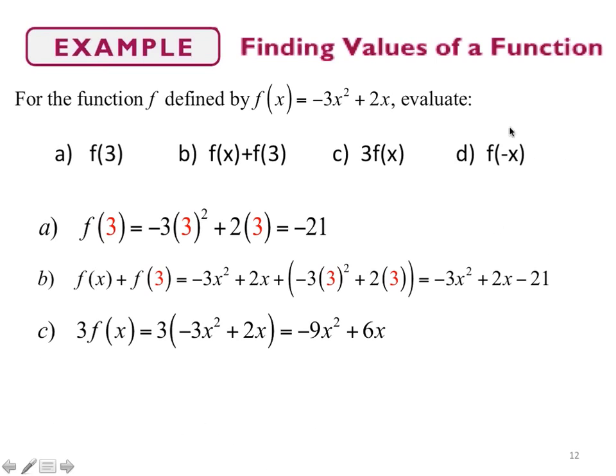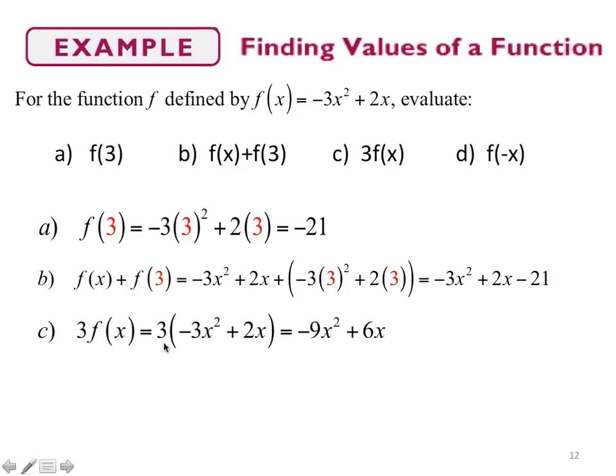Okay, for part C, we want to take 3 times f of x. So since the 3 is outside, all we're doing is taking f of x and multiplying everything by 3. So the 3 is outside of your notation, so you just take 3 times f of x, which is just negative 3x squared plus 2x.